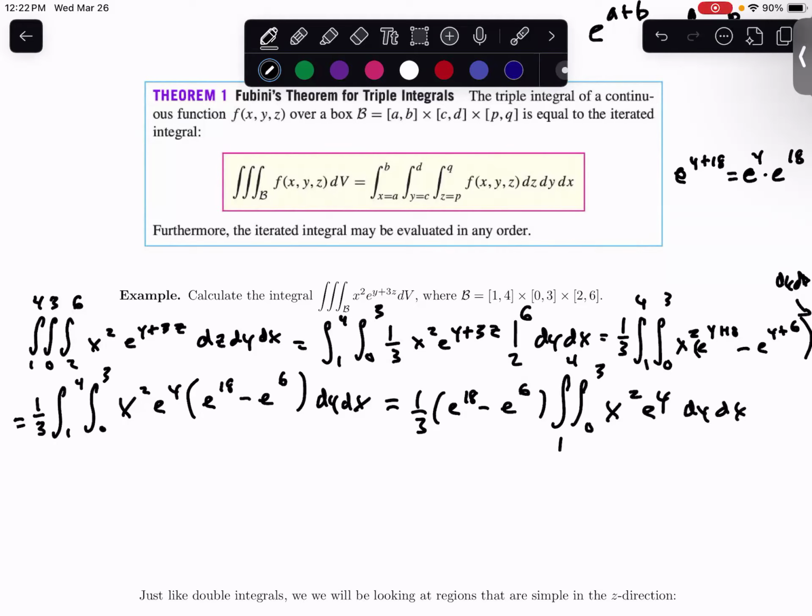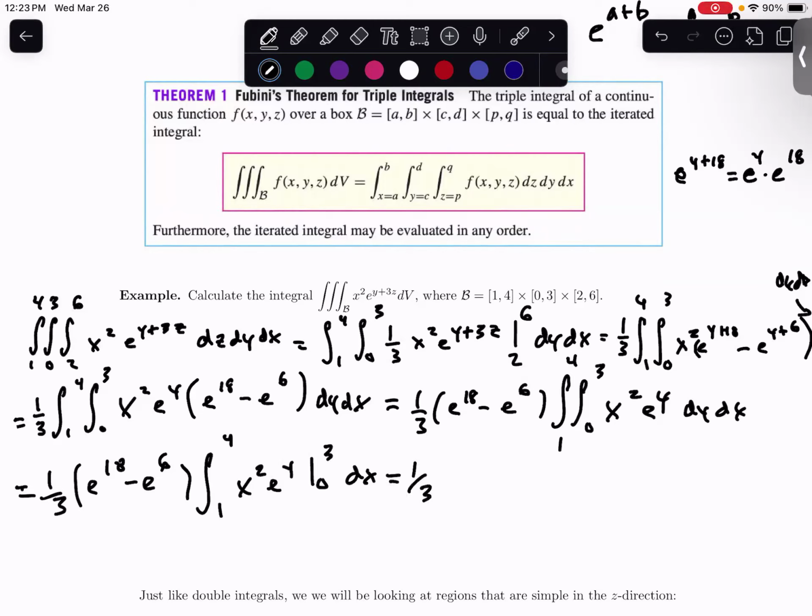Right, so now we have a double integral, and we're masters at double integrals now, because we've gone through 2 sections on it. So this is 1/3 e to the 18 minus e to the 6th. If you do the integral with respect to y, it's not very interesting. It's just going to be e to the y over again. So this is going to be the integral from 1 to 4, x squared times e to the y, evaluated from 0 to 3, dx. So you can see, we know that we can do this. It just takes a lot of writing. It's kind of tedious.